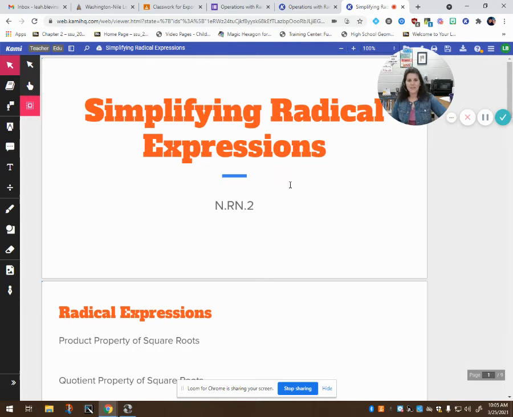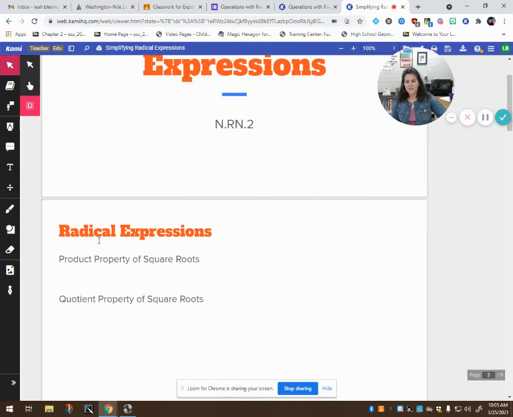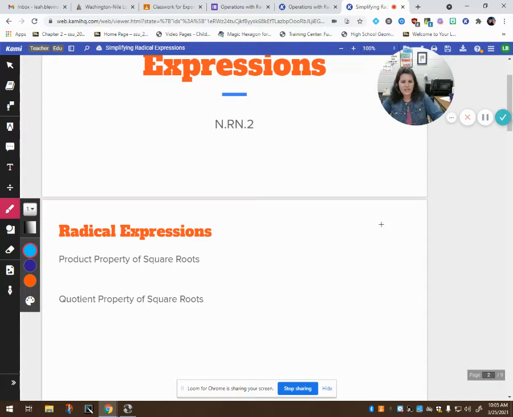Today we're going to look at simplifying radical expressions. With some radical expressions, we're going to look at the product property of square roots and the quotient property of square roots. What the product property says is, if I have the square root of two things that are multiplied together, like the square root of a times b, I can rewrite that as the square root of a times the square root of b, or vice versa.